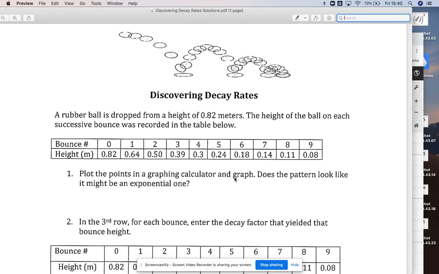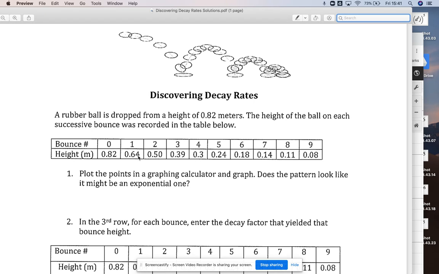In the third row for each bounce, enter the decay factor that yielded the bounce height. Okay, so we want to find a decay factor. What do we multiply? This is just like a growth factor. What do we multiply this number by to get to the next one? Well, how do you find it? You do the same thing that we did to find a growth factor. You take this number here and you divide by its previous number.